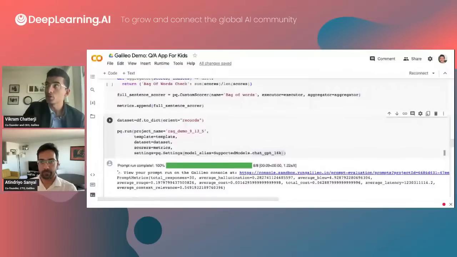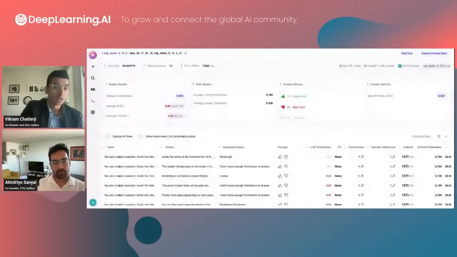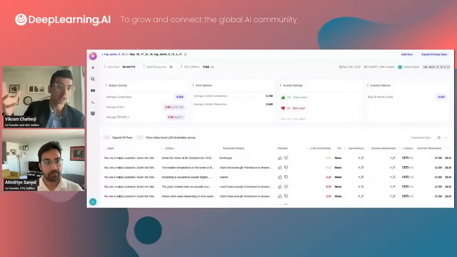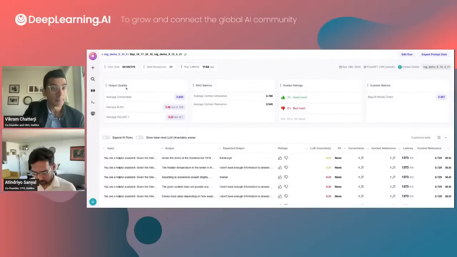Now, when I do this, I essentially get to this UI where what I would urge everyone to think about, before you start actually going into the details of the responses, is you should take a step back and look at the metrics, right? What's the health of your prompt run? So at a high level, think of it in three different categories. The first one being the output quality, right? That includes the correctness and lower level metrics like BLEU and ROUGE.